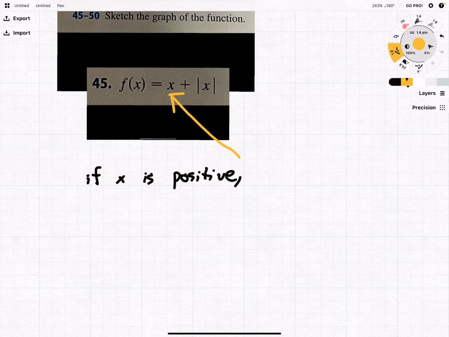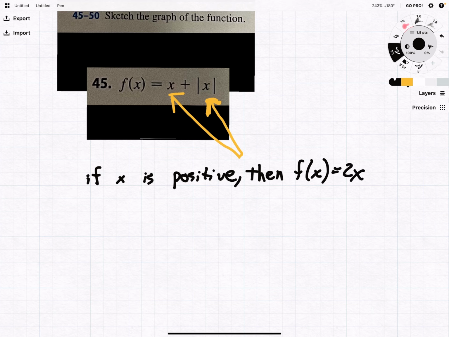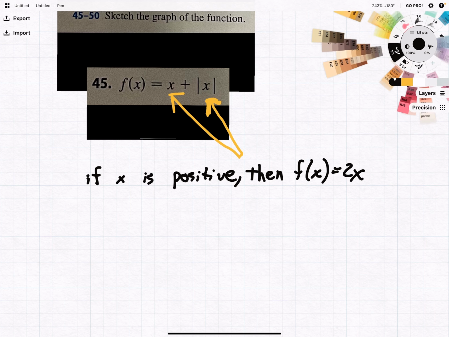This x value will be positive, right, because it's just x. And this x value, absolute value of x, will always give you a positive number, or just 0 if you happen to have 0 as your input. But pretty much the whole idea with absolute value is it will always give you a positive number. So if x happens to be positive, then f of x, your function, is going to act like 2x because you're just adding the x's together.